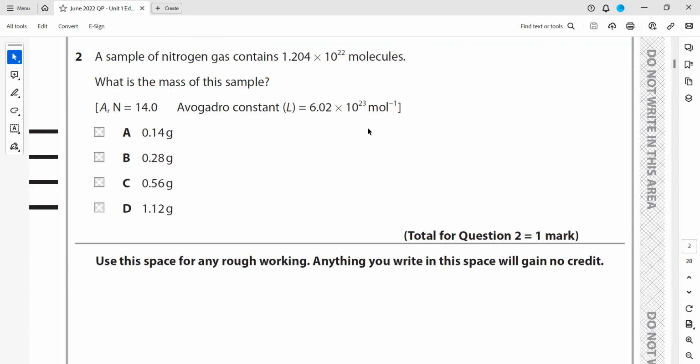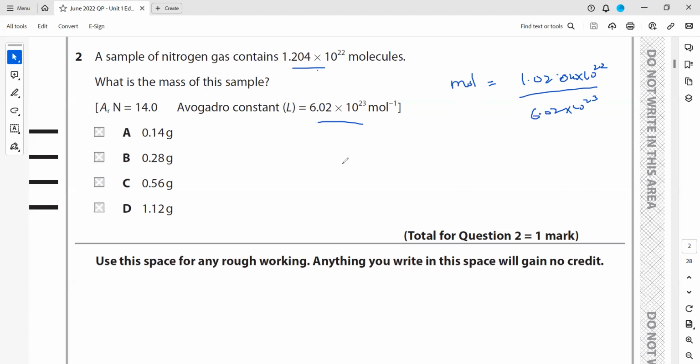A sample of nitrogen gas contained 1.20 × 10^24 molecules. What is the mass of this sample? First we'll work out the moles, which equals the number of particles divided by Avogadro's constant, 6.02 × 10^23. That is Avogadro's constant.